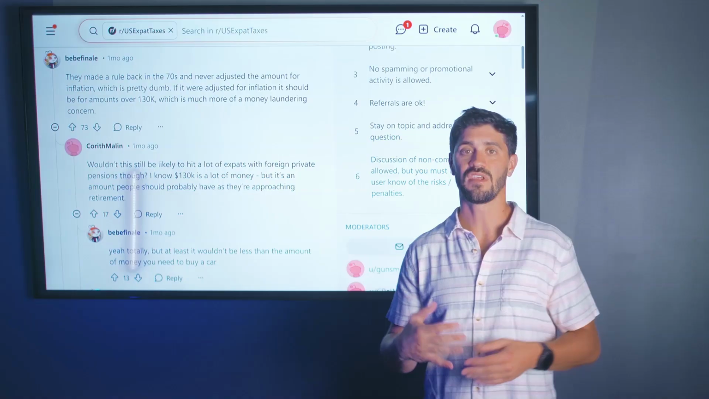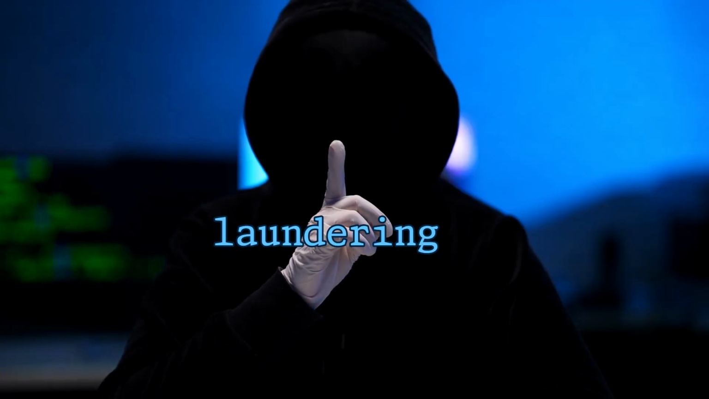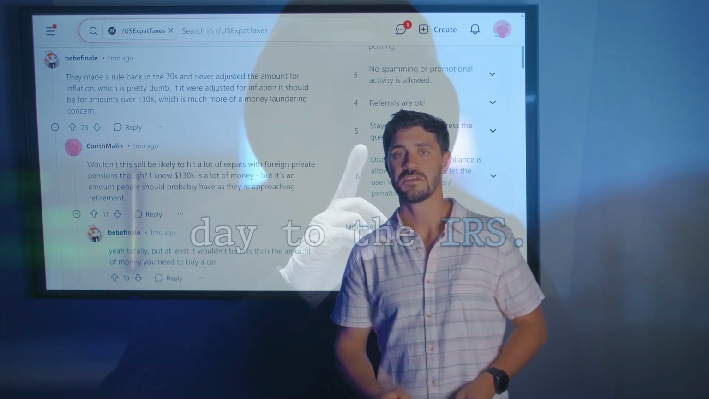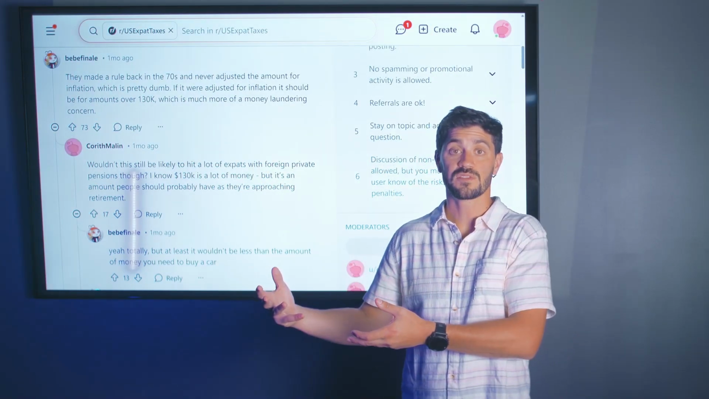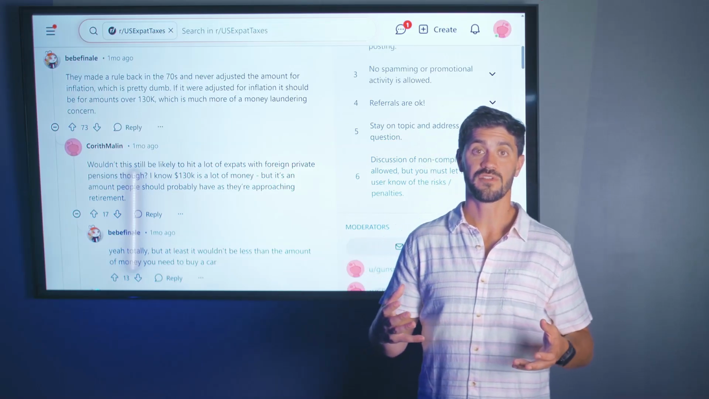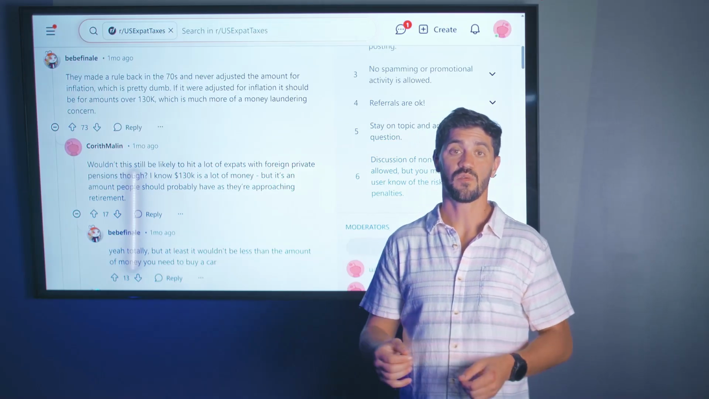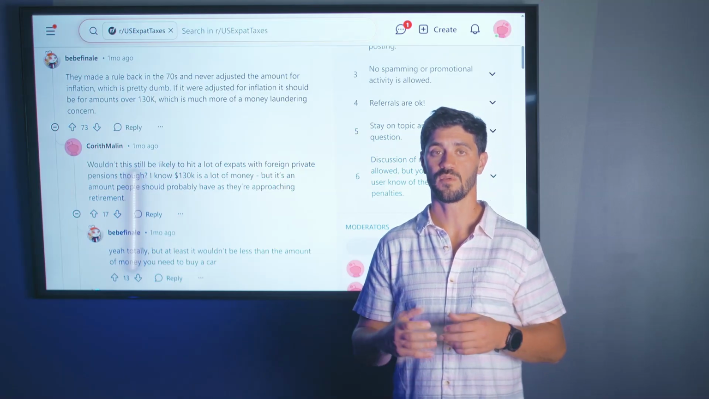I mean, somebody that has $11,000, what is the real risk of money laundering at the end of the day to the IRS? So the bottom line is the FBAR is something done separate from your tax return and filed with FinCEN related to money laundering efforts. It's not specifically for tax evasion, and there is no tax associated with the FBAR. It's solely a reporting mechanism.